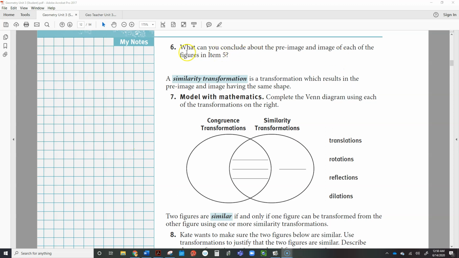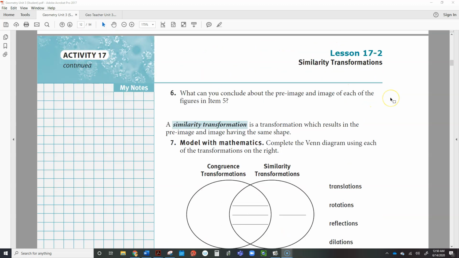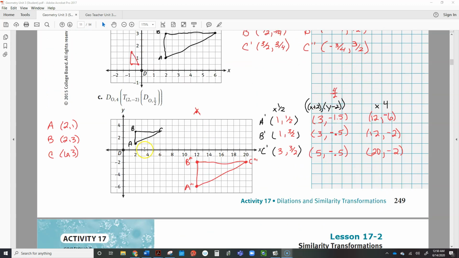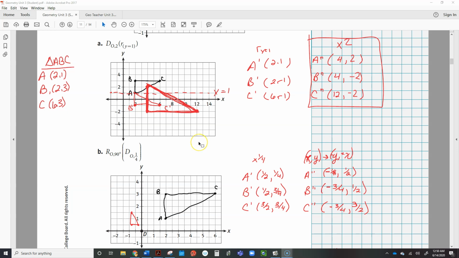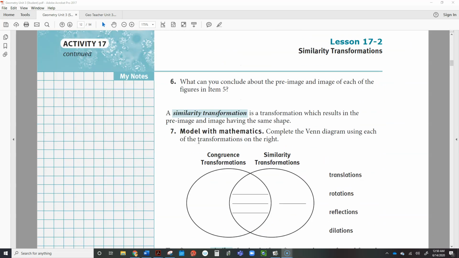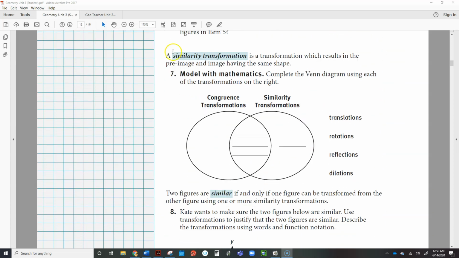Okay, to finish up activity 17-2, it wants to know what we can conclude about the pre-image and the image. Every single time, because of the dilations, we ended up with the same shape, just different sizes. So that's what I would write. A similarity transformation is a transformation which results in a pre-image and an image having the same shape. Notice it doesn't say anything about the same size.